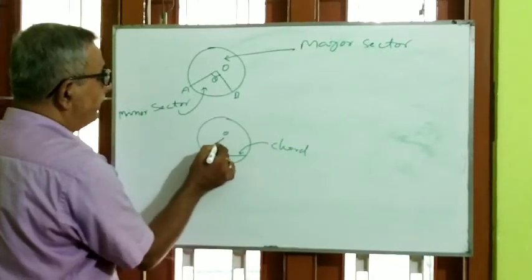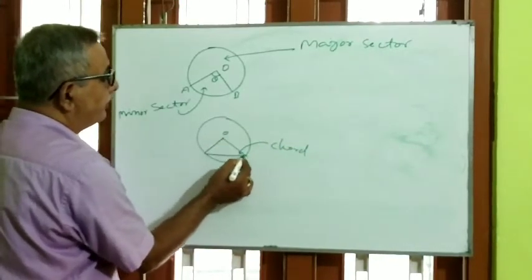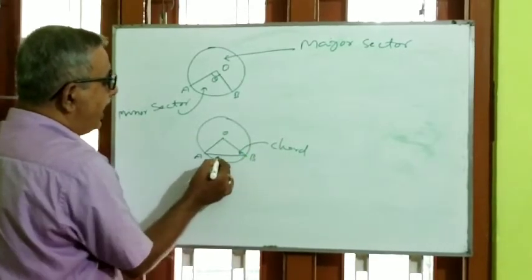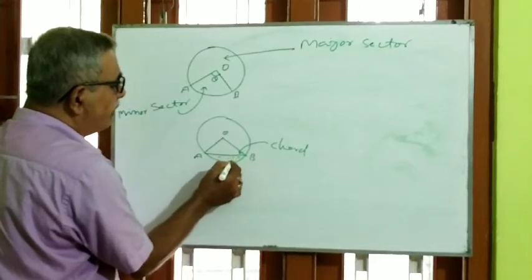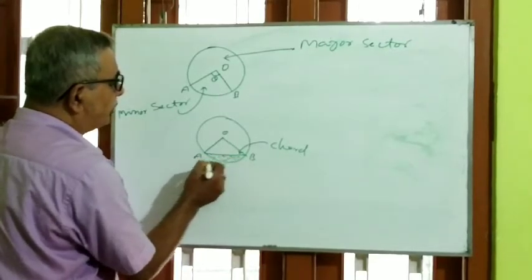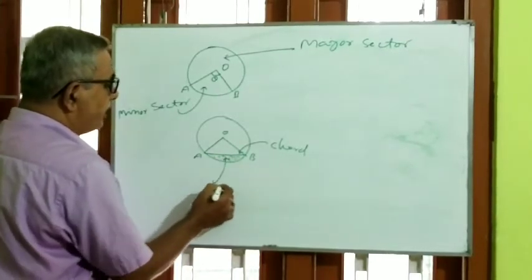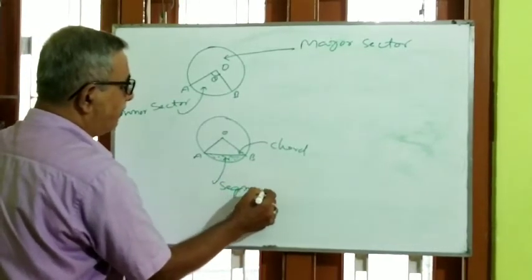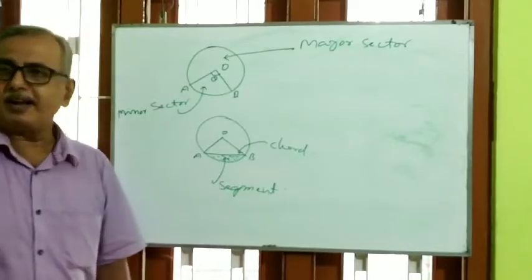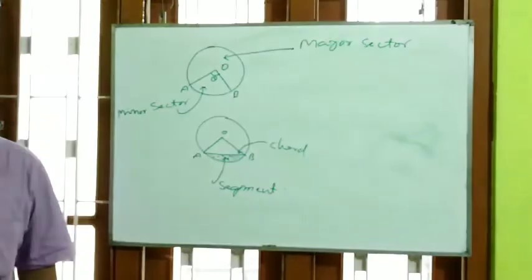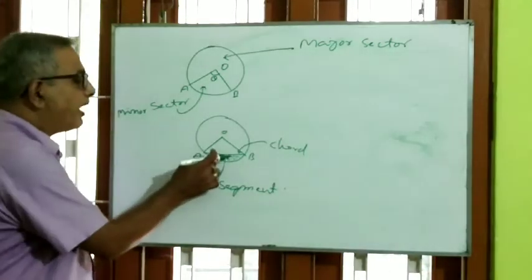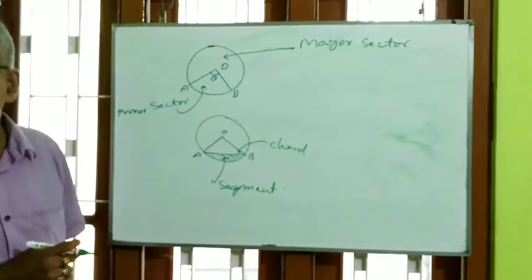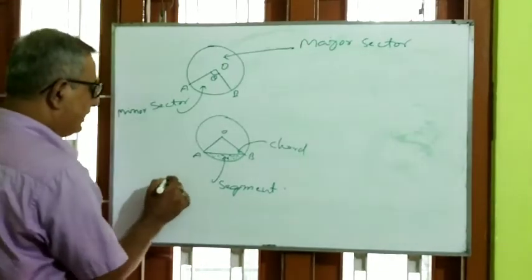Here you see, this is a triangle AOB. And this region is called a segment. But can you tell what type of segment it is? This is a small segment, the minor segment.